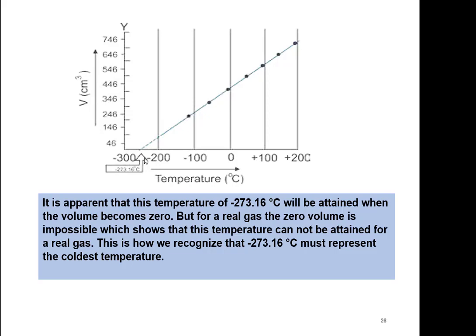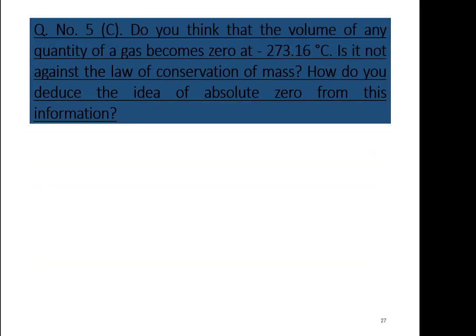कोई भी गैस का वॉल्यूम कभी जीरो नहीं हो सकता if that's a real gas. It shows that this temperature cannot be attained for real gases. This is how we recognize that minus 273.16 degrees centigrade must represent the coldest temperature. So it was about the derivation of absolute zero, how we can derive absolute zero of the temperature.